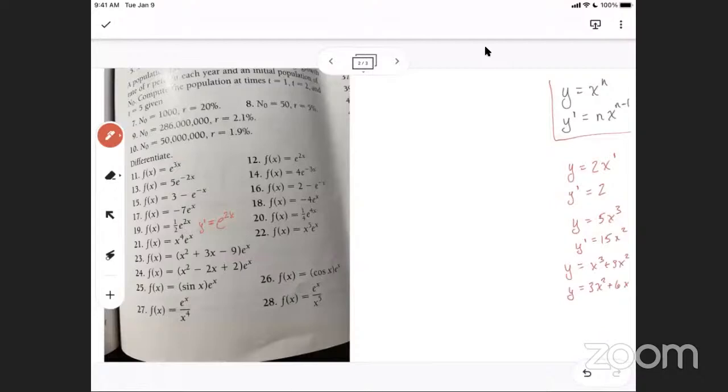Okay. So for number 21, this has what's called the product rule. Have you learned about the product rule yet? You probably haven't learned about that either. No.